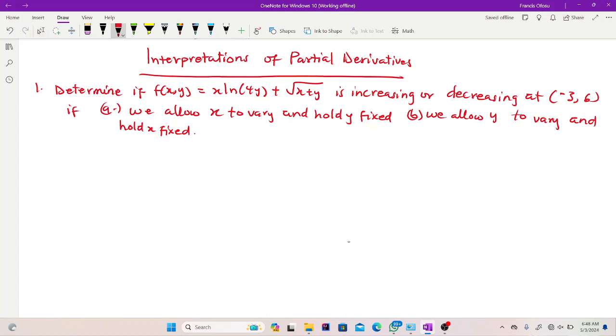So in this video, I'm going to take you through interpretations of partial derivatives. What do I mean by interpretations of partial derivatives? We are going to apply partial derivatives in finding whether a function is increasing or decreasing at certain points.